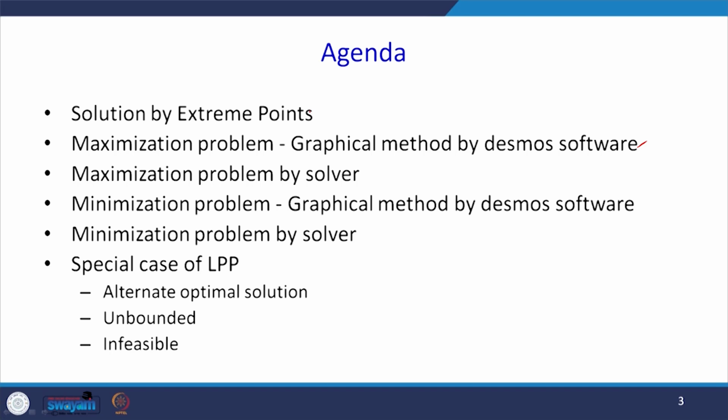The agenda for this lecture is solution of linear programming problem by extreme points, then maximization problem using a software, Desmos software, then the same problem I am going to solve with the help of Excel solver. Then for our understanding, I am going to take another problem, that is a minimization problem, that also I will solve by Desmos and solver. At the end, we can see the different special cases of our linear programming problem. What are the different cases? Alternate optimal solutions, unbounded problem and infeasible problem.